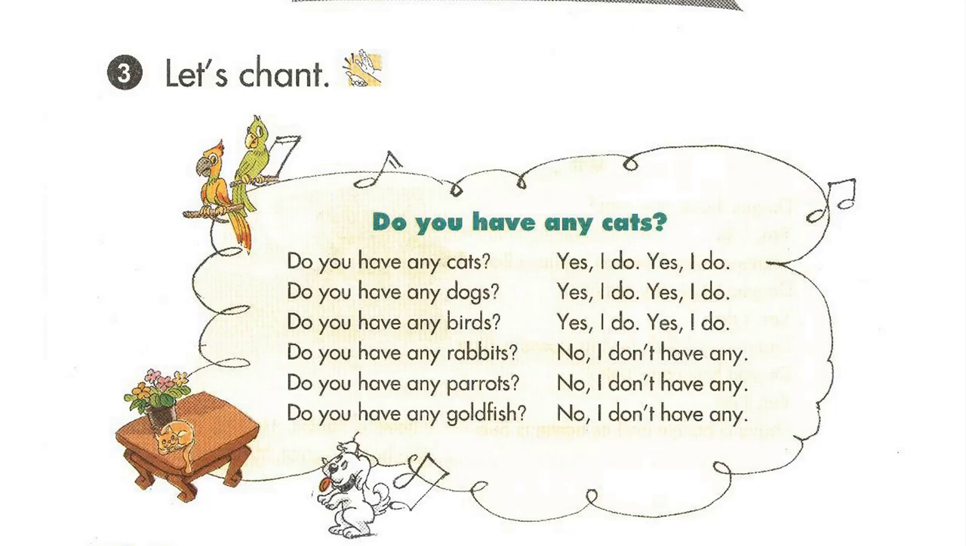Page 44. Lesson 3. Activity 3. Let's chant. Do you have any cats? 1, 2, 3, 4. Do you have any cats? Yes, I do. Do you have any dogs? Yes, I do. Do you have any birds? Yes, I do. Do you have any rabbits? No, I don't have any. Do you have any parrots? No, I don't have any. Do you have any goldfish? No, I don't have any.